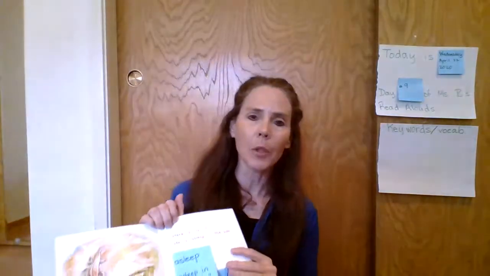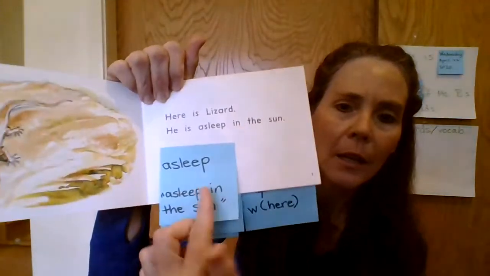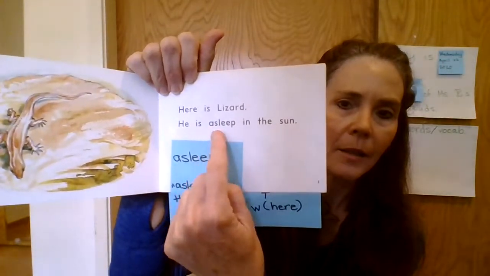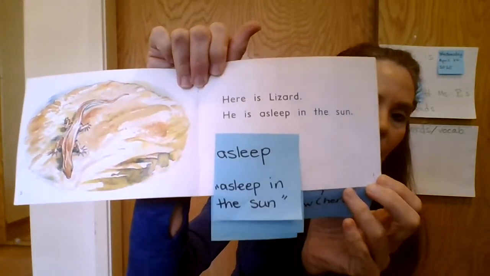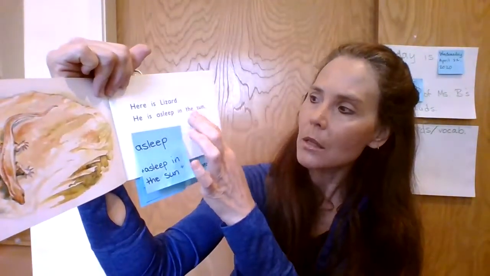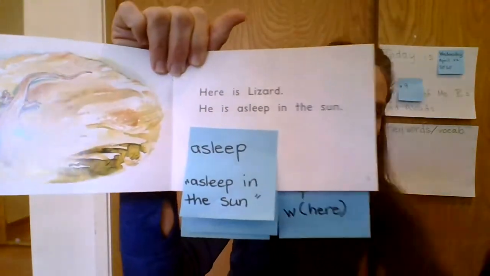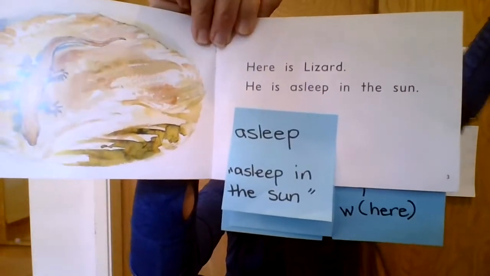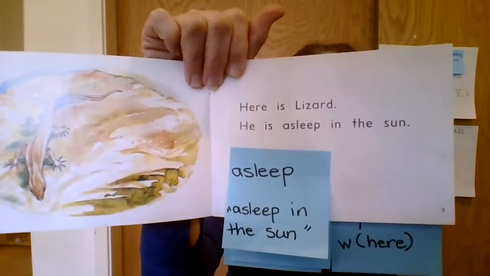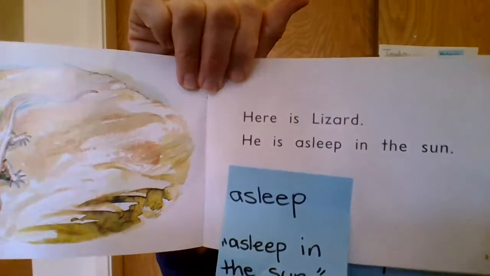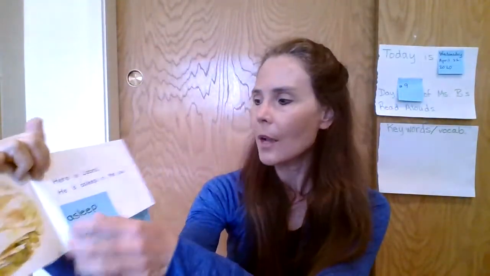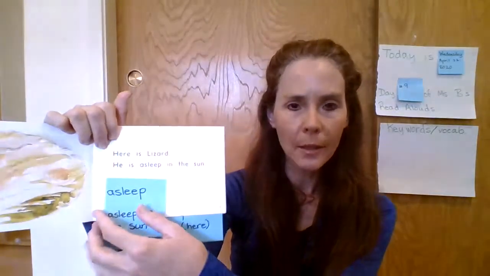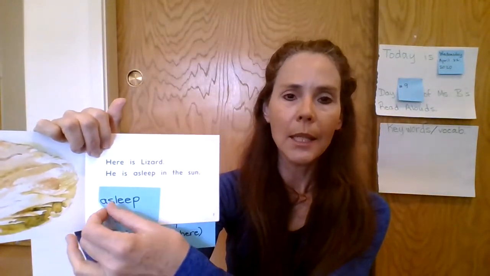So the syntax of this book has some places in it that are just a little tricky. So this word asleep, right here, a lot of children notice that that's a new word. The other weird thing about this book is it says asleep in the sun. Does that mean that the lizard is up in the sun taking a nap? No. It's the author's way of saying that lizard is lying in a ray of sunshine, a very warm sunny spot on the ground. Asleep in the sun. Can you say that with me? He is asleep in the sun. Asleep in the sun.